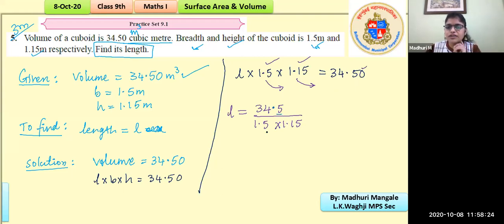And what about these two numbers? Again here, there is one digit after decimal point. So let me write it out for you. That would be L equals 345 over, if we get rid of this decimal point, we have to multiply the bottom by 10, and 1.5 will become 15, this will become 115.